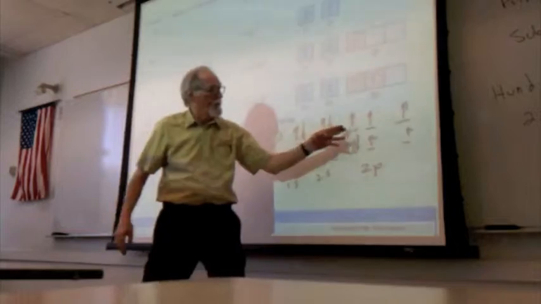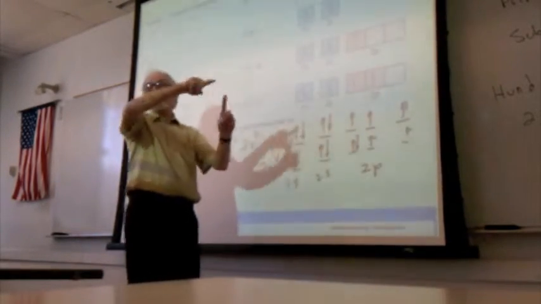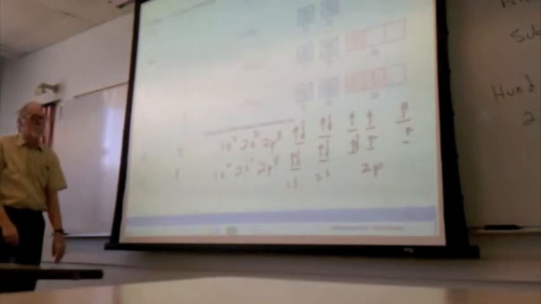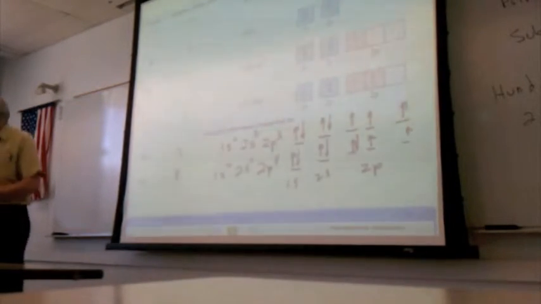Hund's rule, one at a time. And the Pauli exclusion principle says pointing in opposite directions. That's the configuration of oxygen.